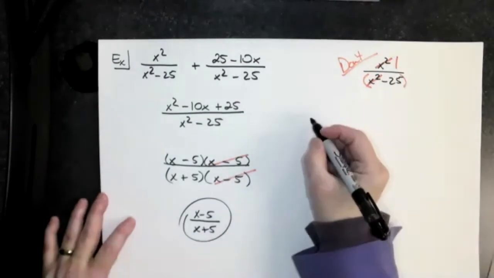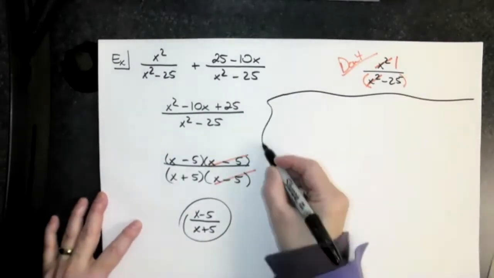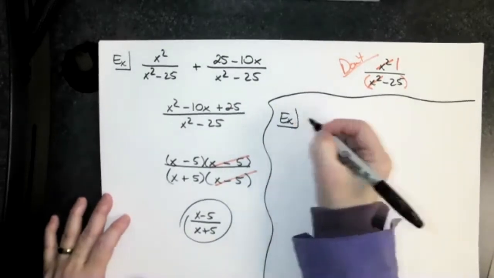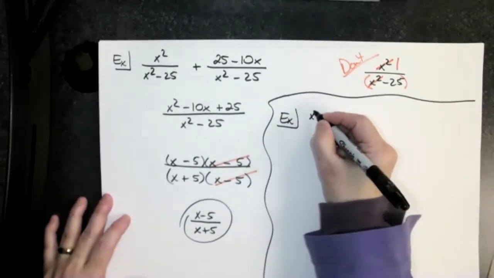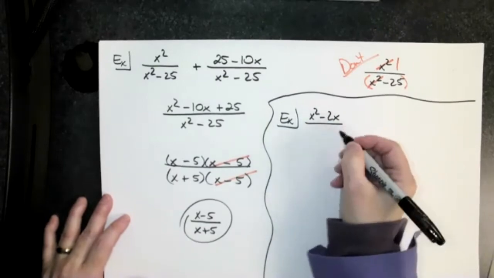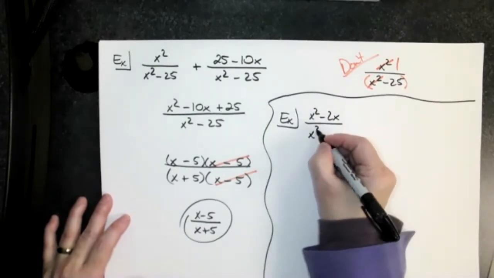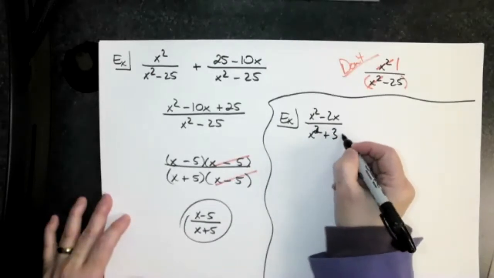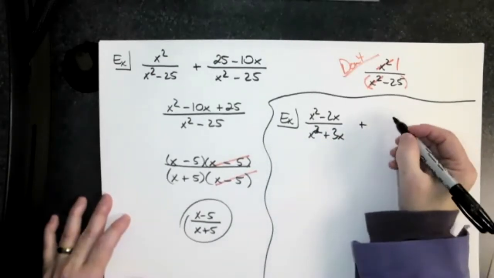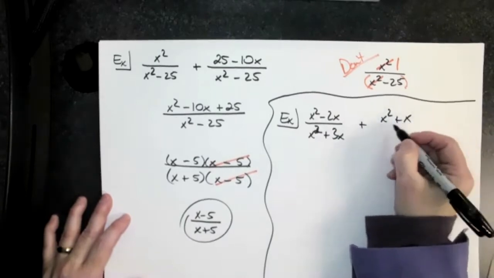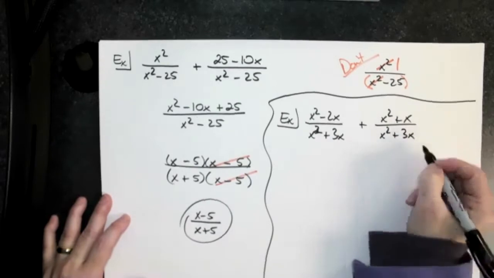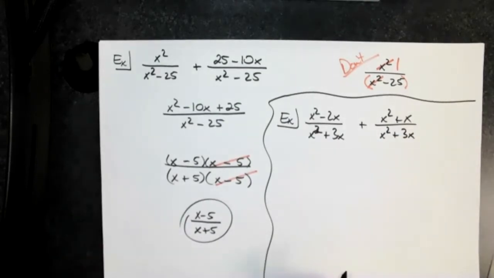How about if we let you do one on your own? Same thing, then we'll do a subtraction one. We want to beat a dead horse here, but x squared minus 2x all over an x, wait, let's make that an x squared plus a 3x plus an x squared plus an x, and then an x squared plus a 3x. Okay, so I'll stop talking for a minute and let you do that.